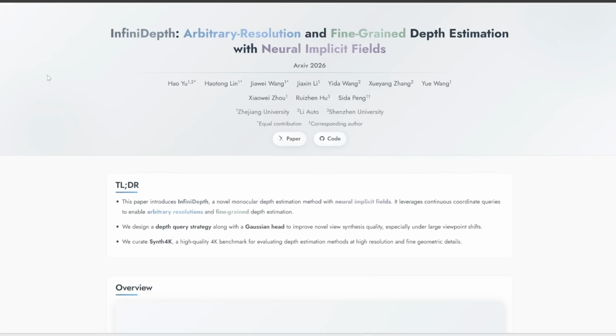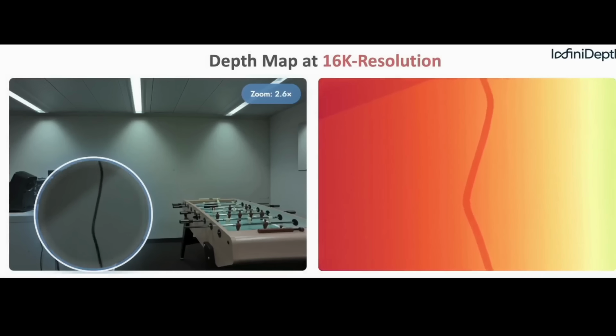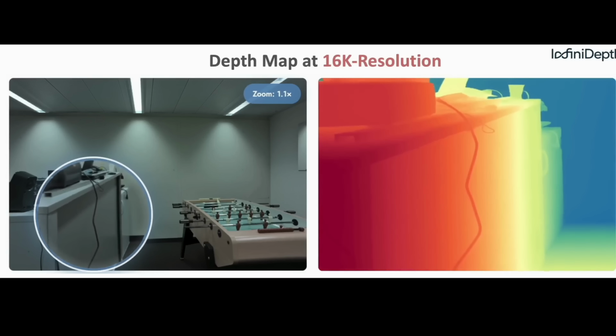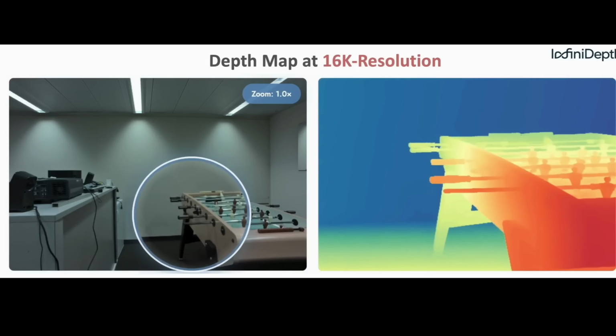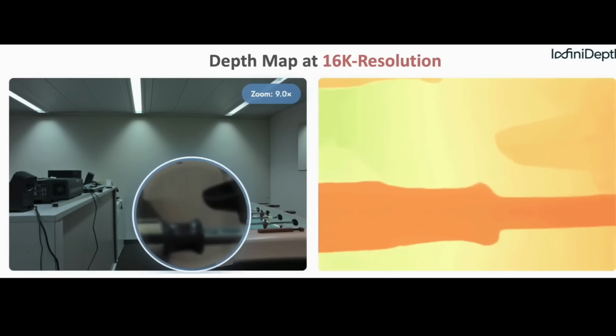Next up, this AI is super powerful. It's called InfiniDepth, and here's what it does. Not only can this AI predict the depth of anything in an image, but you can also zoom into any resolution you want, even like 8K or 16K, and it would generate that depth map with much finer details.